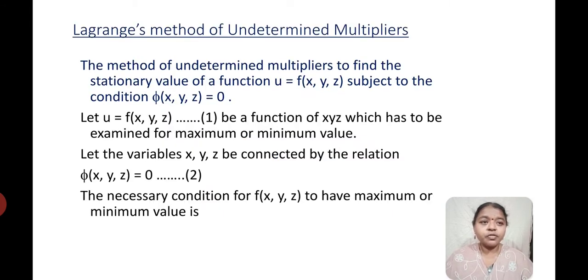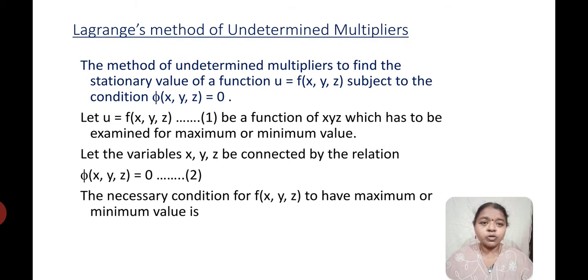So there are two different conditions. Let's see both the derivations. The first one is the method of undetermined multipliers to find the stationary value of a function u is equal to f of x comma y comma z subject to the condition phi of x comma y comma z is equal to 0. So here we have only one particular condition. In the next derivation we would be having two different conditions. So let's start the proof.